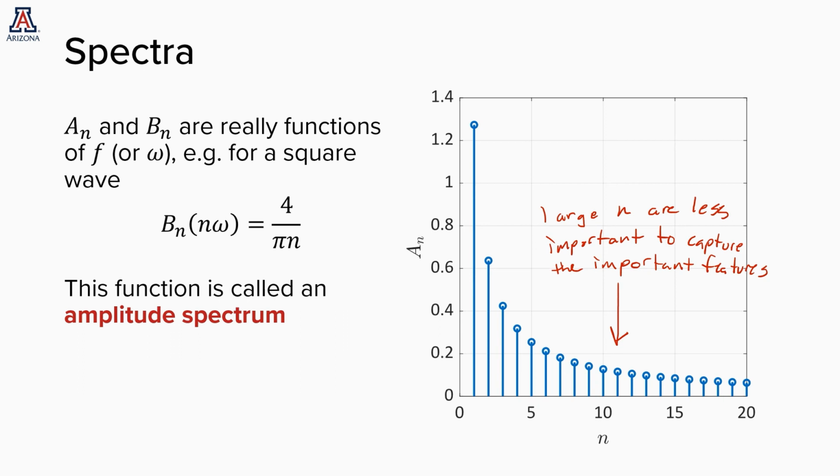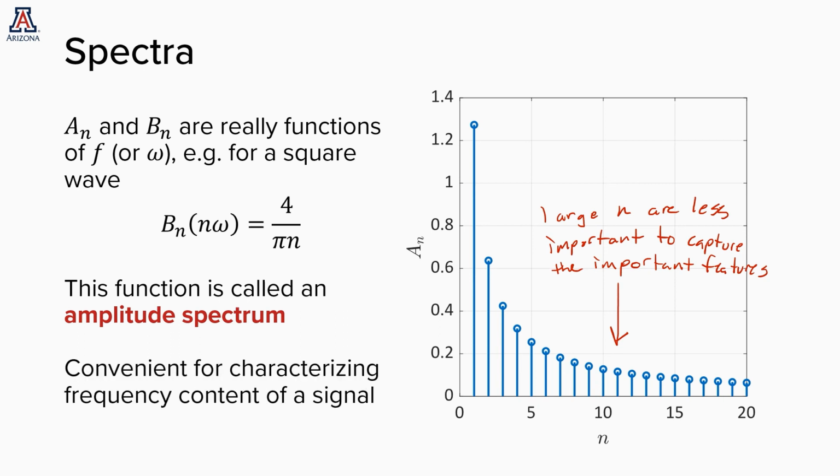The nice thing here is that this is a really convenient way for characterizing the frequency content of a signal. You can look at a plot like this and immediately see what the dominant frequencies are and how the signal behaves in frequency space, and that's a useful thing to be able to do when you're dealing with any kind of physical phenomenon that is wave-like in nature. You can usually connect this back to the physics at play.